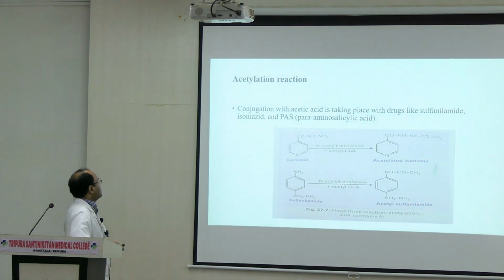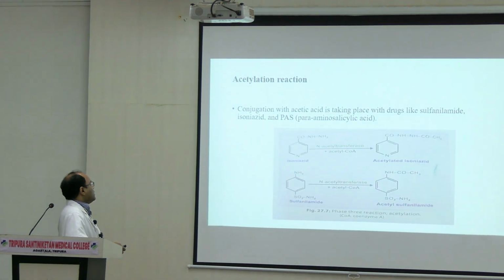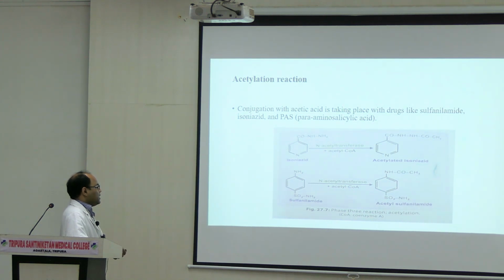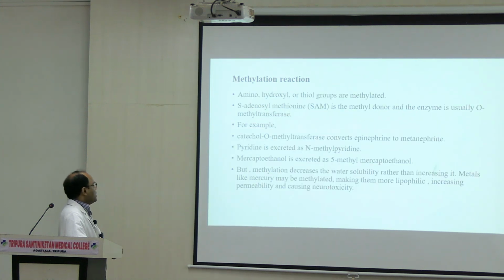So first one is acetylation reaction. Here some drugs like isoniazide, PAS, sulfanilamide undergo this reaction. Here conjugation with acetic acid is there. Example, isoniazide. This is methylation reaction.